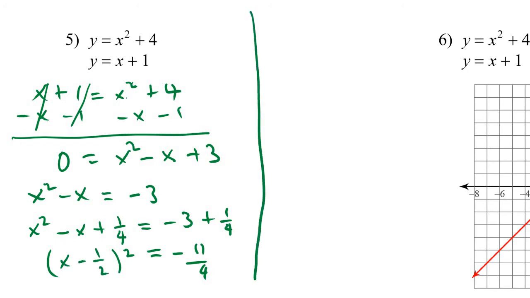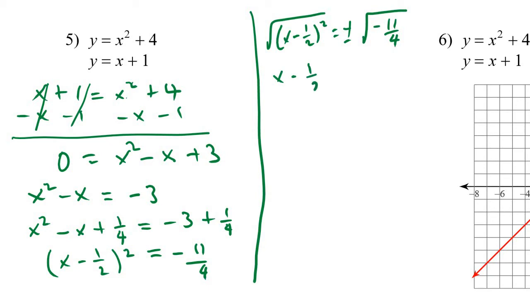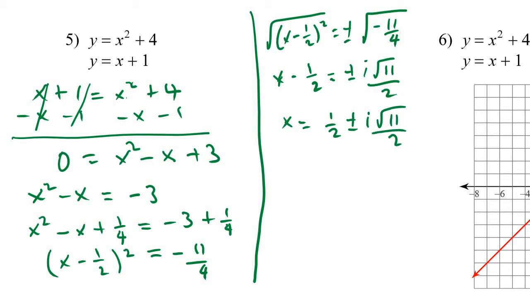Now, if we are going to solve this, we are going to take the square root of both sides. So it will be the square root of (x minus 1/2) squared equals plus or minus the square root of negative 11 over 4. Now, x minus 1/2 equals plus or minus i square root of 11 over 2. So we know that this is an imaginary solution. So x equals 1/2 plus or minus i square root of 11 over 2. This is an imaginary number.